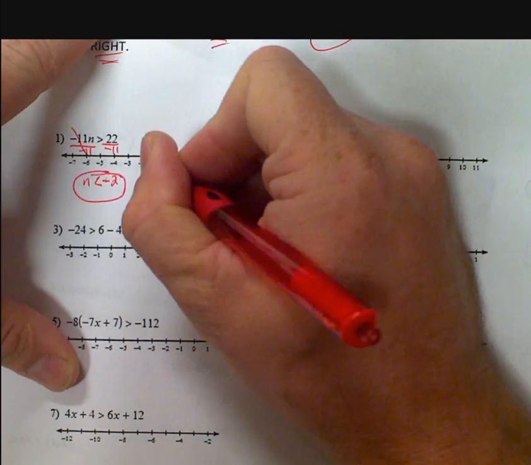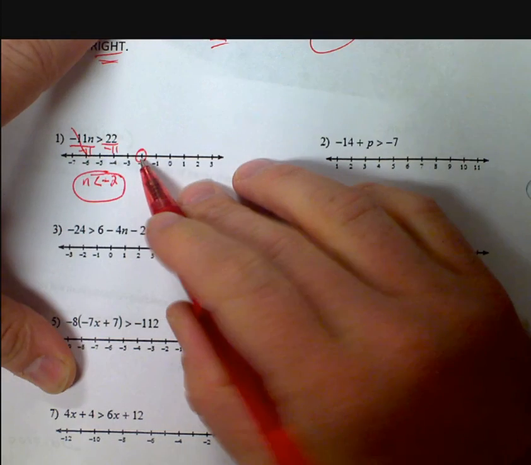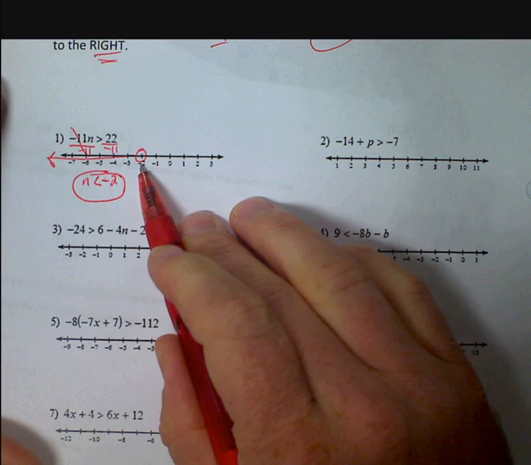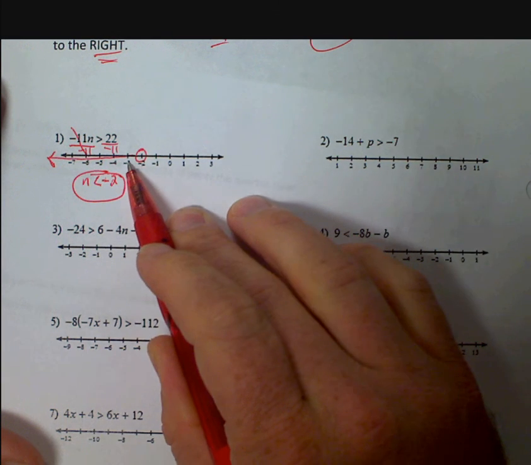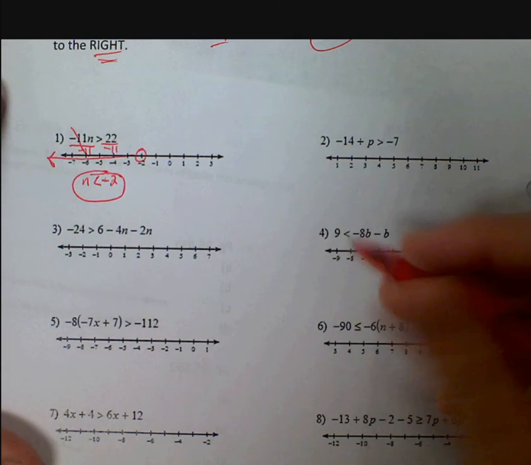Okay? So less than means I draw an open circle. That does not include negative 2. Less than means left. And why does it mean left? Because I need values less than negative 2. Negative 3 is less than negative 2. Negative 4 is less than negative 2. So my arrow goes to the left.